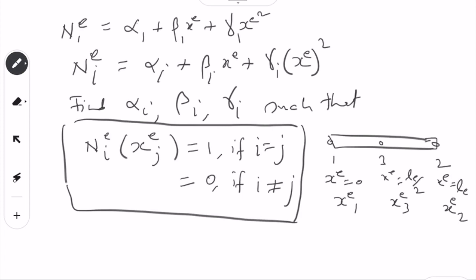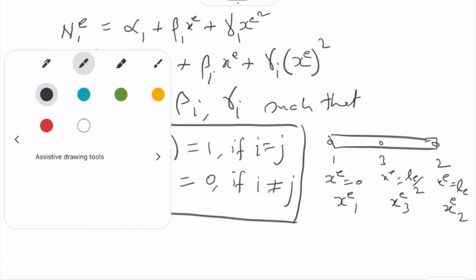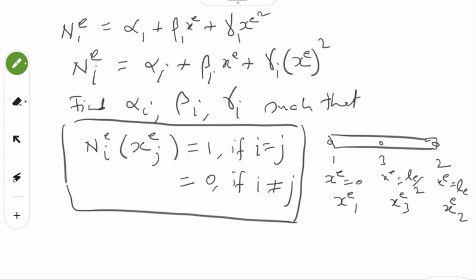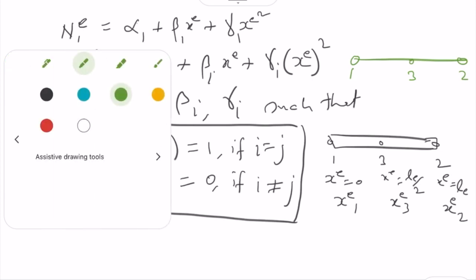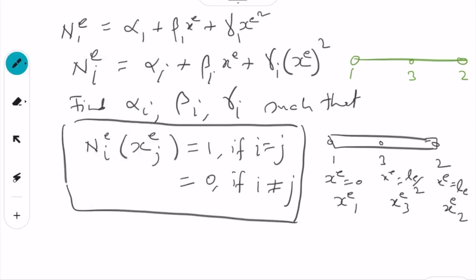Okay. And how will it look like? So, basically, let us say we are going to plot n1, n2, n3. Say this is 1, 2, 3, and it will look something like this. n1 has to be 1 at node 1, has to be 0 at node 3, and has to be 0 at node 2 as well. So, hence it will go like this one. So, this is n1.